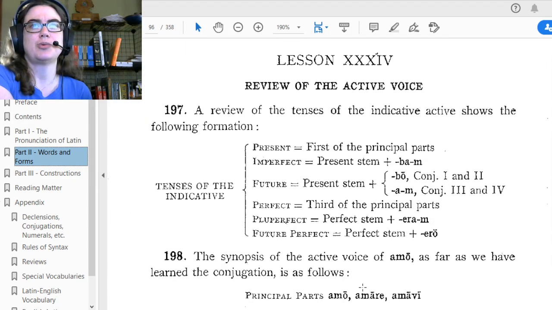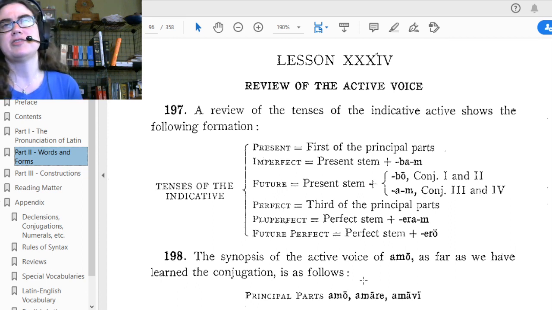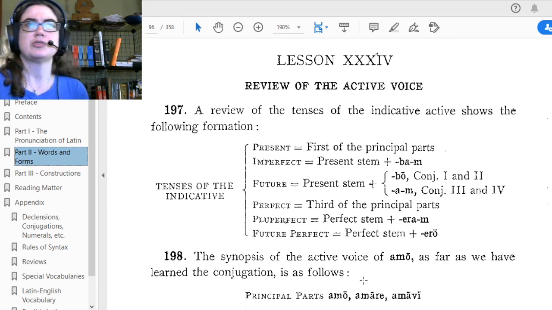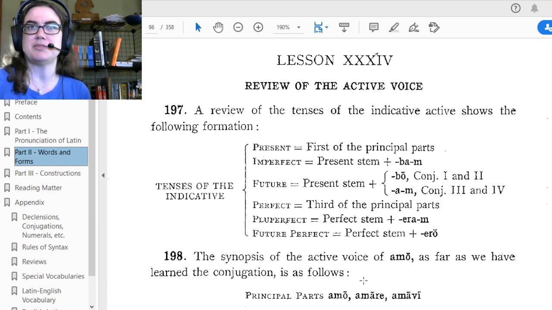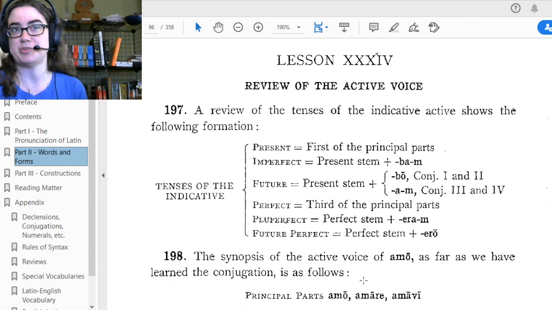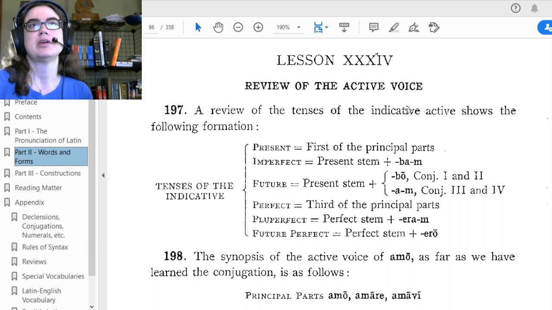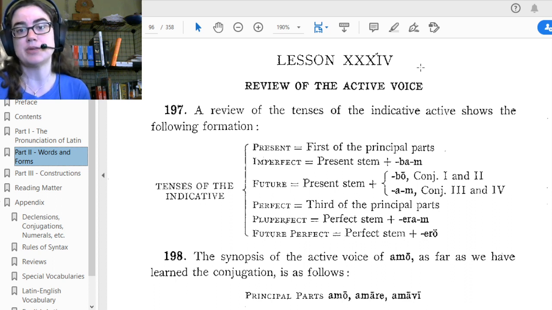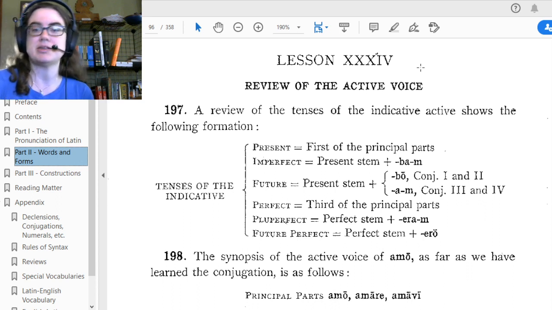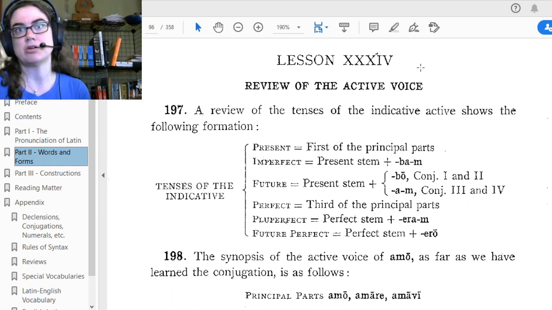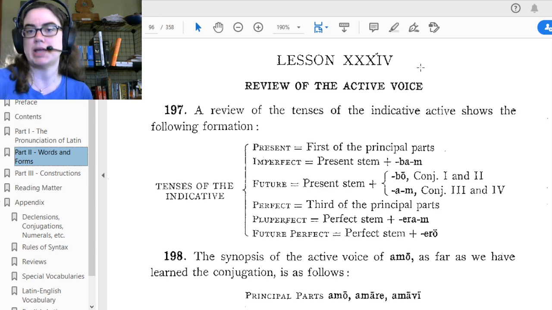So let's review real quick. A review of the tenses of the indicative shows the following formation. There's the present, the imperfect, the future, the perfect, the pluperfect, and the future perfect. Those are the 6 tenses, period. That's it. All the tenses. The present is formed from the first principal part. The imperfect is formed from the present stem, which is in the second principal part, plus the BA, which is our imperfect infix, and then the personal endings m, s, t, mus, tis, nt, or in the passive r, ris, tur, mur, mini, ntur. Whatever that personal ending is that we need.